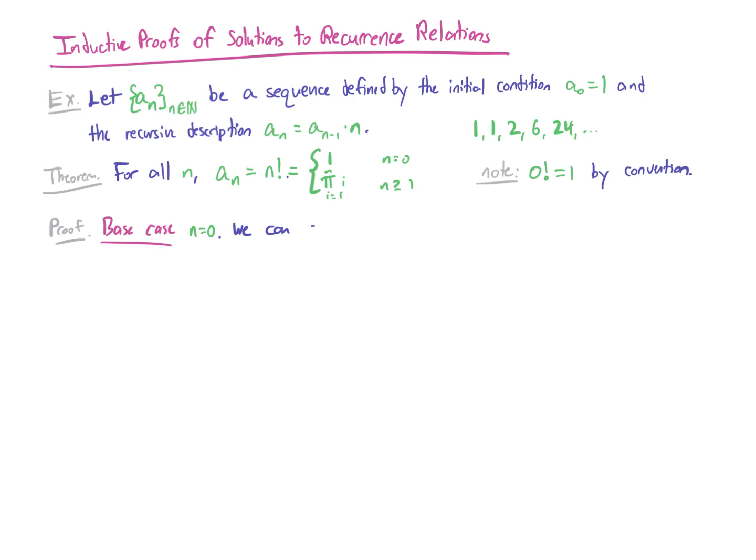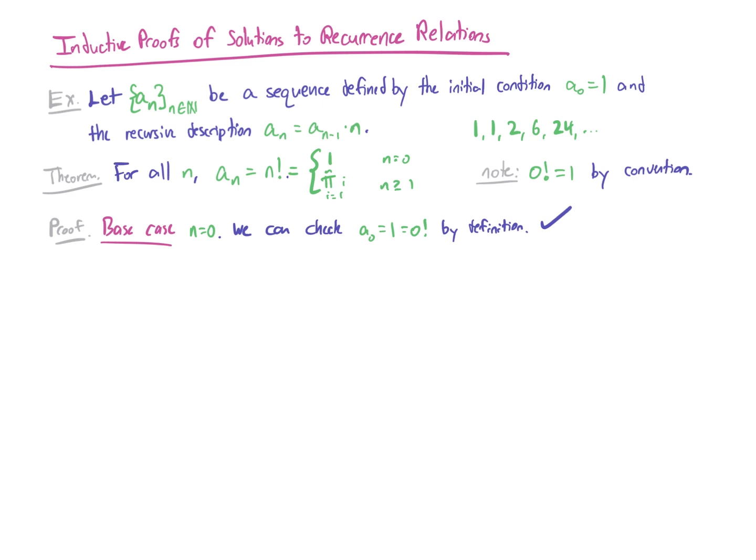So we can check, okay, a naught is equal to 1, that's in our initial condition, and that's equal to 0 factorial by definition. Or by convention, if you want to think about it that way, by convention or definition, either way, 0 factorial is equal to 1, and so we have established our base case.